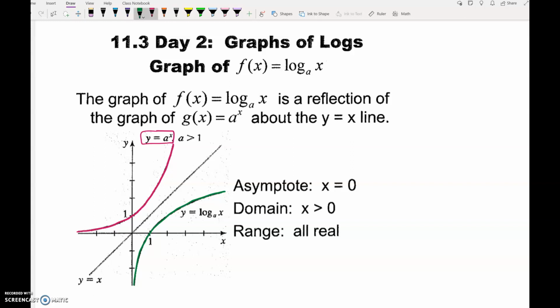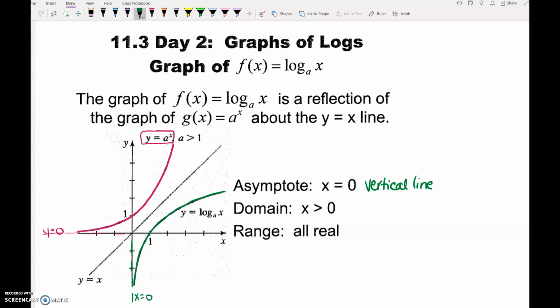With an exponential graph, we had a horizontal asymptote at y equals 0. With logarithmic graphs, that's going to be reflected. The x and y are going to be switched. So we're going to have a vertical asymptote at x equals 0. So the asymptote is going to be x equals 0, a vertical line. And notice that this graph doesn't cross that asymptote, so our x values are all going to be larger than whatever the asymptote line is.